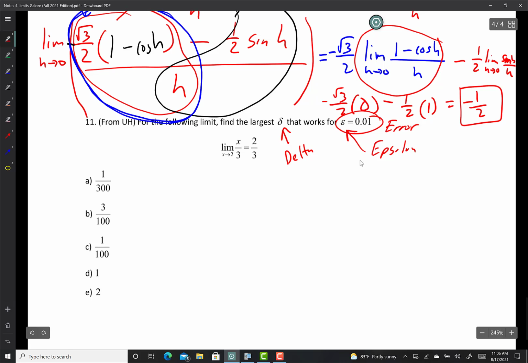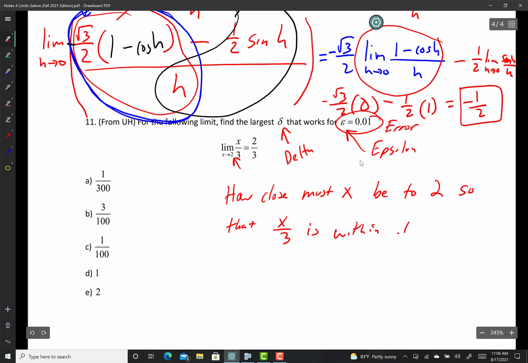All right. All this is just fancy talk for how close must x be to 2, so that's the value that we're approaching, so that x over 3 is within 0.01 of 2/3. That's what it means. I don't know why they make it complicated. Maybe that's the math life. They always want to find a way to make it complicated.